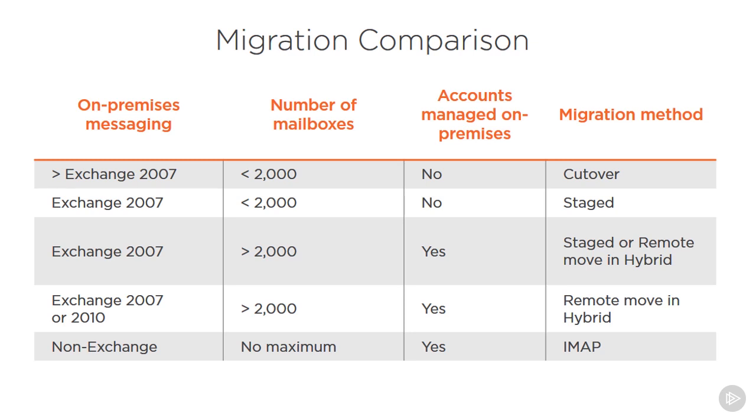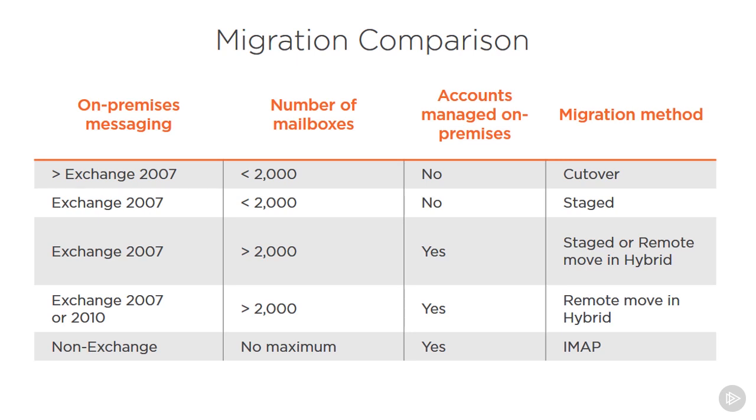If you're running specifically Exchange 2007 and you have less than 2,000 mailboxes and you're again not managing your accounts on-prem, you could use the staged cutover. Exchange 2007 with more than 2,000 mailboxes with your accounts managed on-prem, now you can move between the staged or remote move in hybrid mode. If you're running Exchange 2007 or 2010 and your number of mailboxes are greater than 2,000, and your accounts are managed on-prem, you can again use the remote move in hybrid. If you're running non-Exchange, we don't have a maximum number of mailboxes, we are managing the accounts on-prem, then you're going to want to use the IMAP.